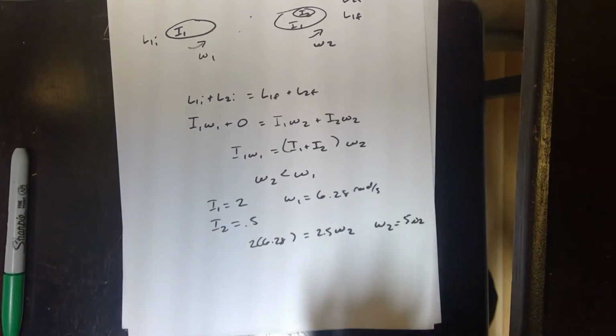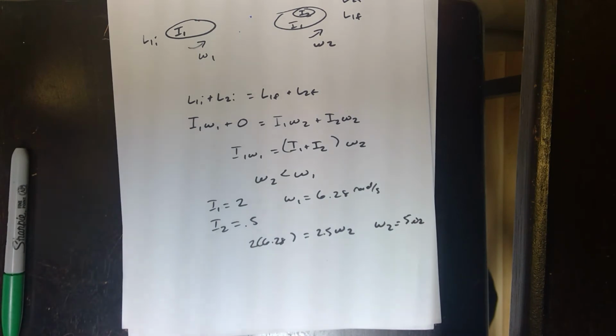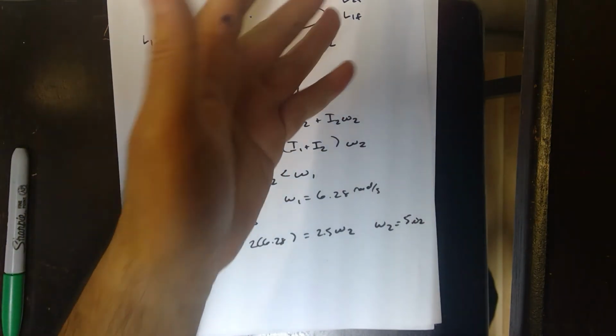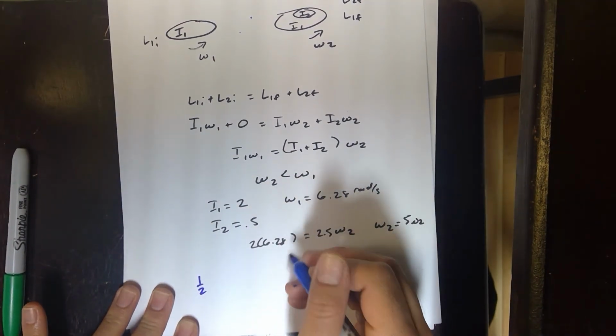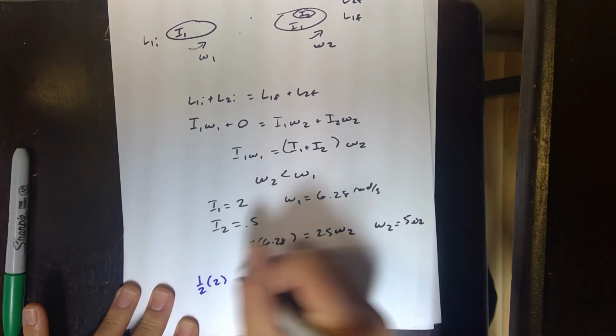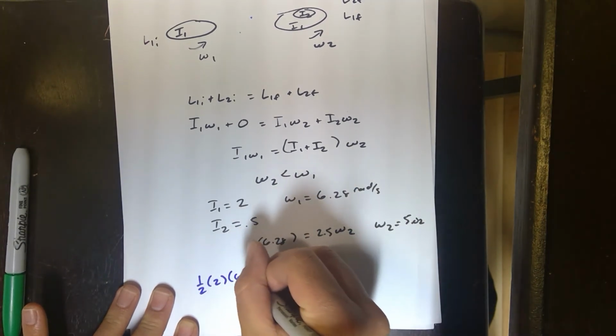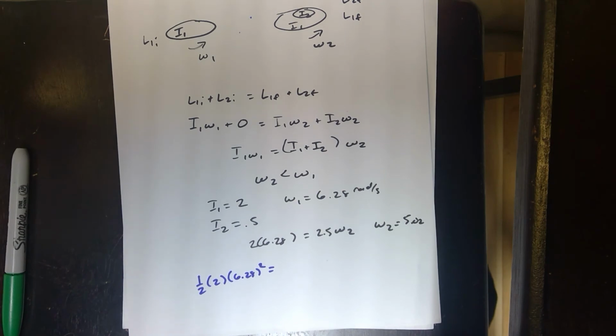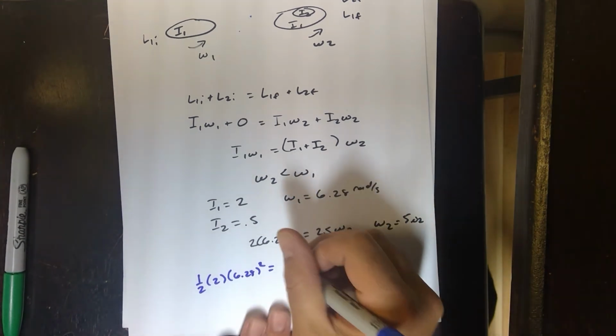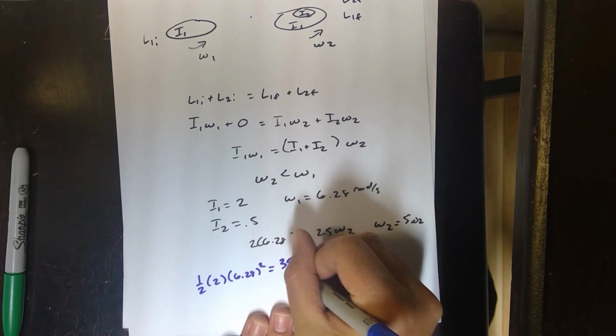Now let's look at the rotational kinetic energy. We'll look at the rotational kinetic energy of this object initially, and then these two objects afterwards. So you've got 1/2 times I, which is 2, times omega squared, which is 6.28. 1/2 times 2 times 6.28 squared, we get 39.4 joules.